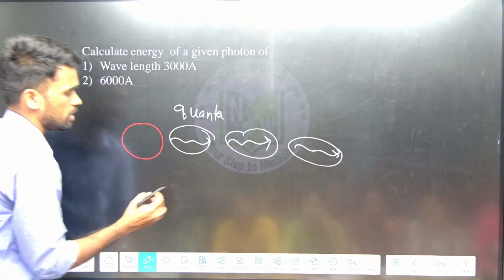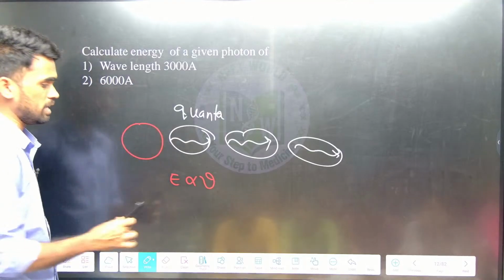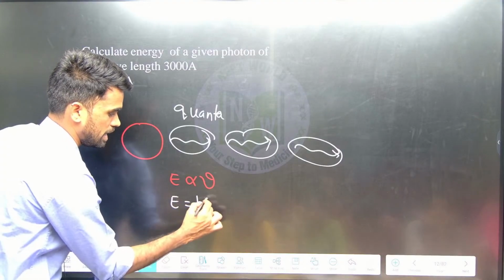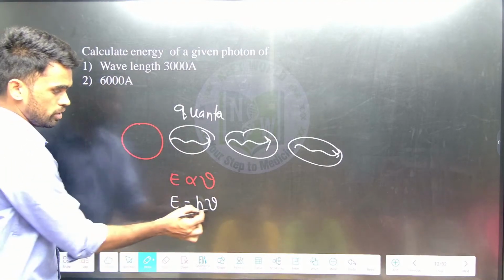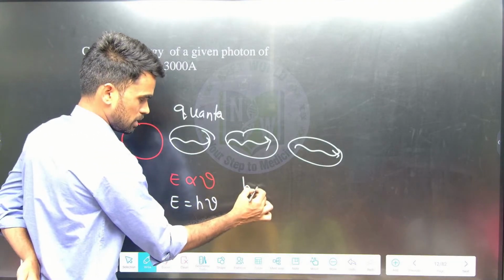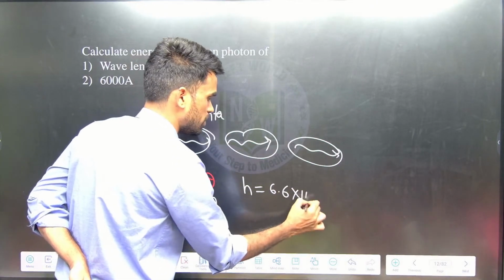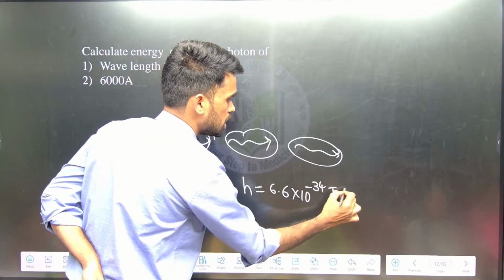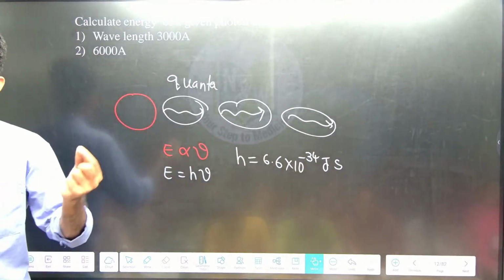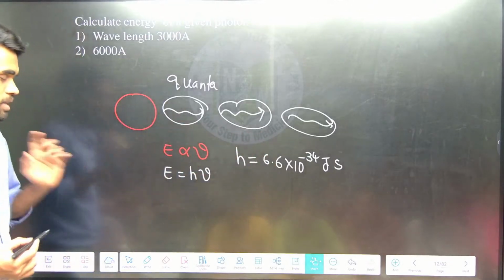Now here, the energy of each quantum is directly proportional to its frequency. Energy is proportional to frequency. Removing the proportionality, I write E equals h nu. Here nu represents the frequency, E the energy, and h is Planck's constant. What is its value? 6.6 into 10 power minus 34 joule second. You need to remember this value: 6.6 into 10 power minus 34 joule second. Okay, remember this.